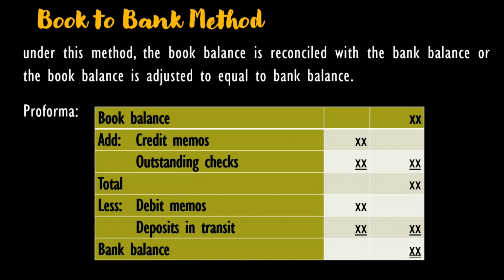So let's proceed to book to bank. So sa book to bank naman, the book balance is reconciled with the bank balance or the book balance is adjusted to equal to bank balance. So take note class na ito dito, we are actually starting with an adjusted book balance, yung nakuha natin sa ating cash ledger. Tapos, ang ginawa dito, kasi 'di ba ang atong objective is dapat ang atong book balance mo reconcile sa ato ang bank balance, which is reflected in our bank statement.